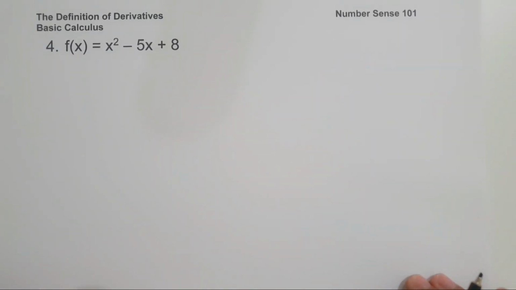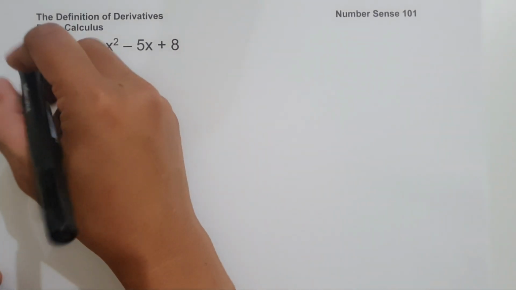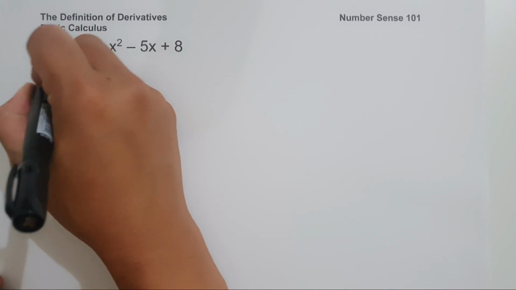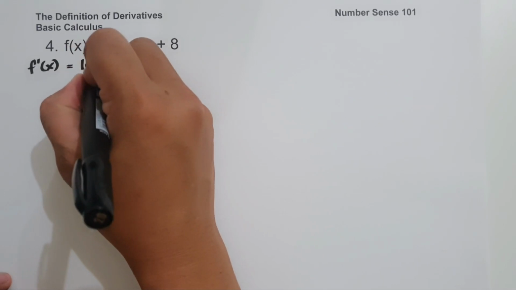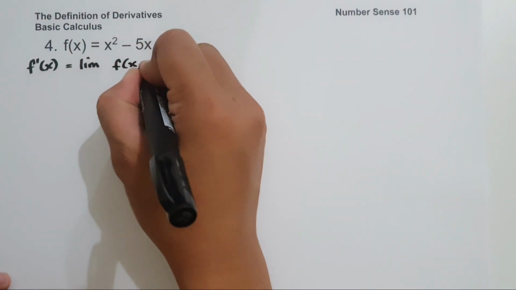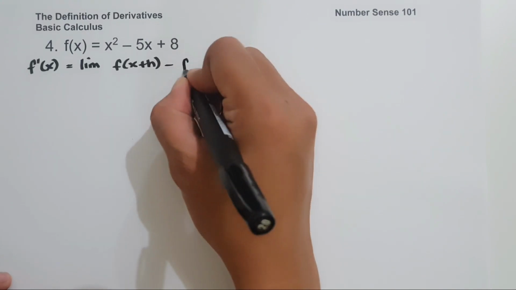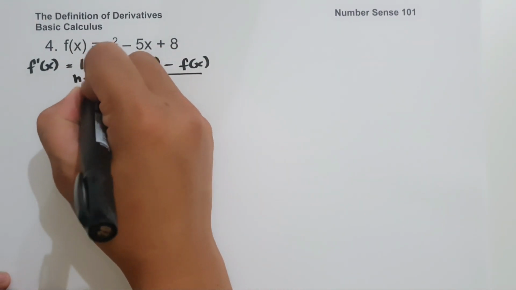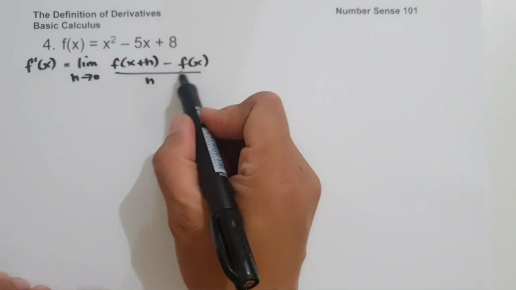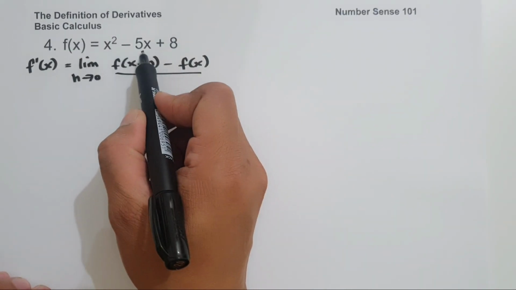On example number 4, f of x equals x squared minus 5x plus 8. So let us solve the derivatives of the given function using the definition of the derivatives. And that is f prime of x is equal to the limit of f of x plus h minus f of x all over h as h approaches 0. f of x, that is x squared minus 5x plus 8.